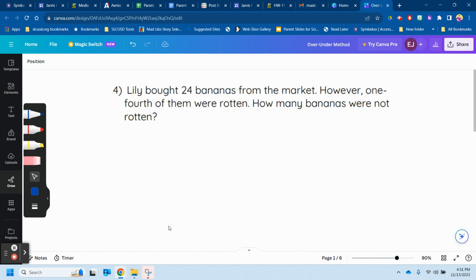So Lily bought 24 bananas. And what's the pertinent information? That's going to be useful. 24 bananas from the market, however, 1/4 of them were rotten. 1/4. How many bananas were not rotten? So they're not asking us what's 1/4 of the bananas, but let's find out what 1/4 of them were.